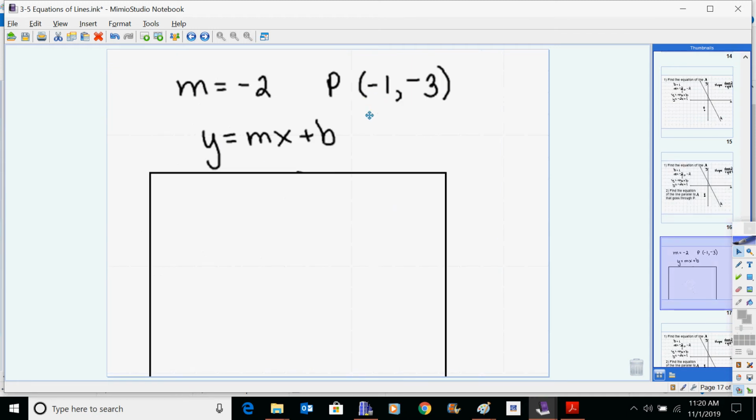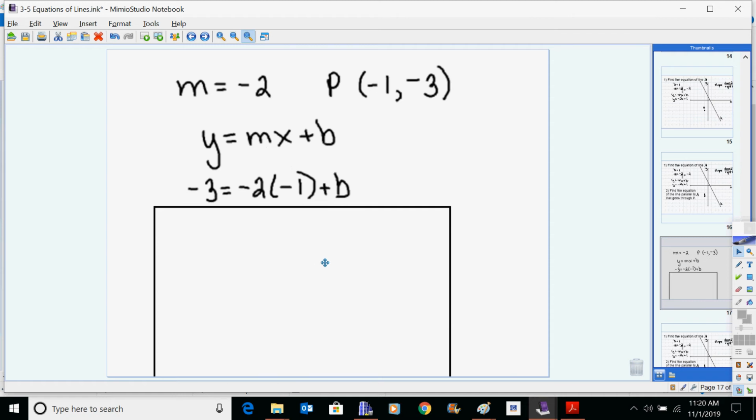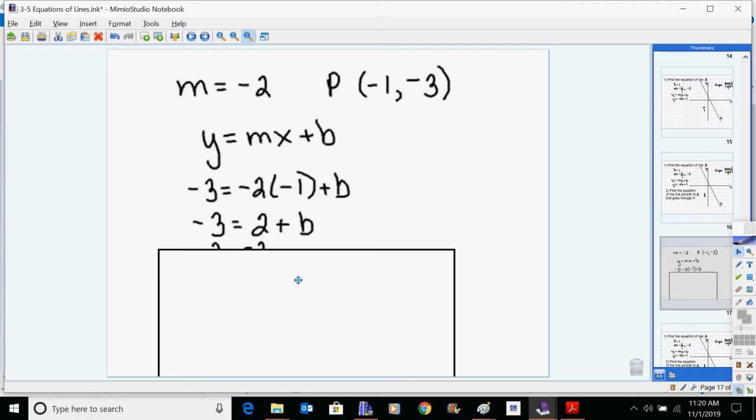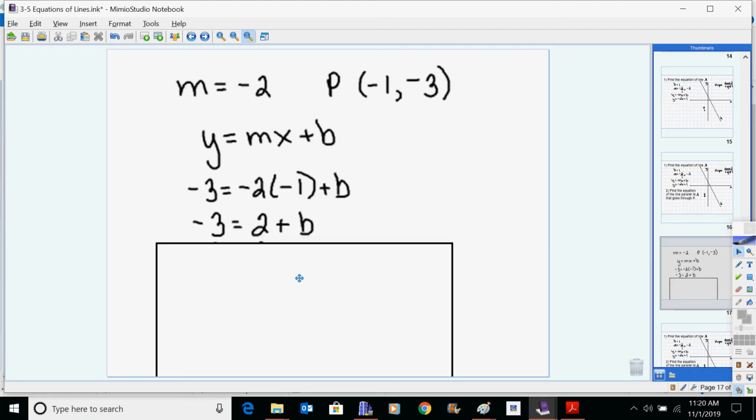So if we're going to actually move that to negative 1, negative 3, let's plug in our values. Negative 3 goes here. What goes in for m? Negative 2. x gets negative 1. Then we do your little bit of algebra to solve for b. Multiply negative 2 times negative 1 and get positive 2. Then how do you get b alone?